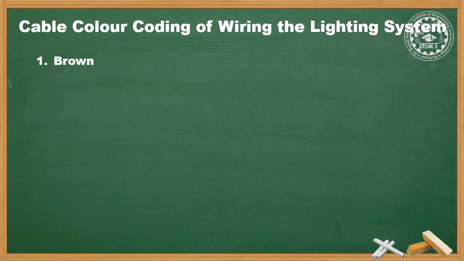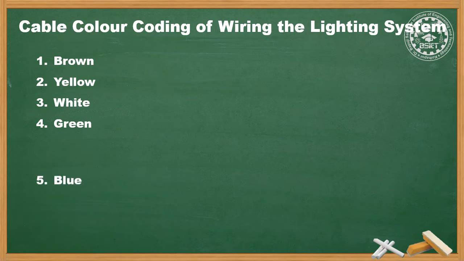The first color is the brown color. The color code is capital BR. The wire is used for connecting the battery circuit. The second is yellow color, given by capital Y. It is used for generation circuit. Third is white, given by capital W, used for ignition circuit. Fourth is green or light green, given by G, and it is used for auxiliary circuit.